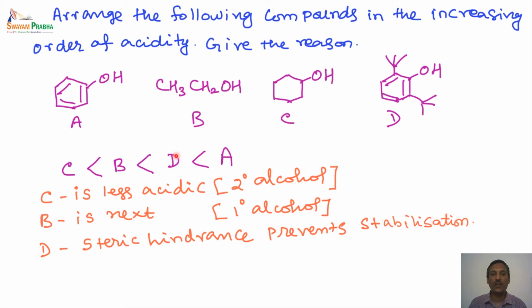So D is the next acidic one, and A is the most acidic one. That is, the phenol is the most acidic compared to the ditertiary butyl phenol.